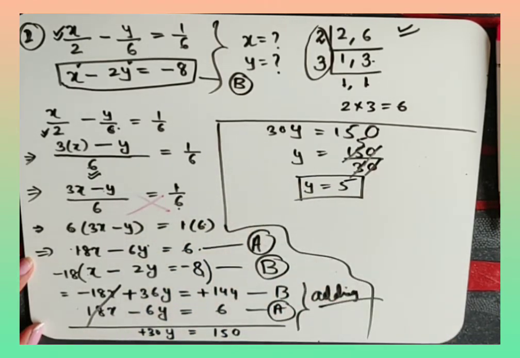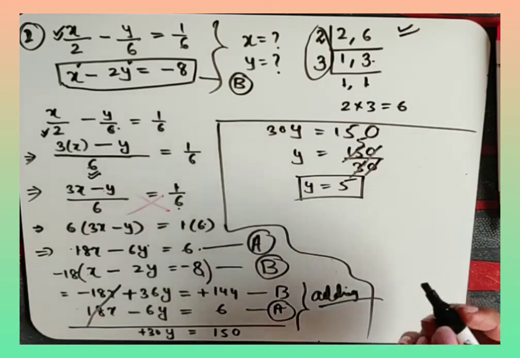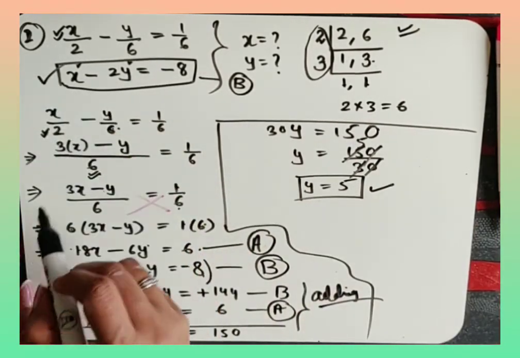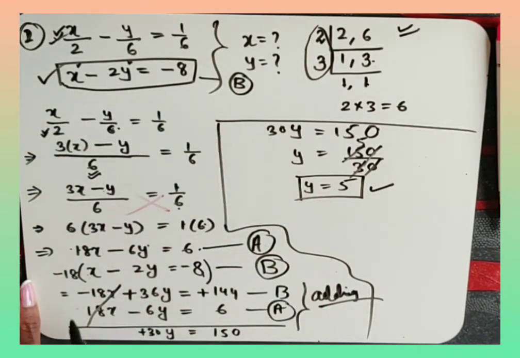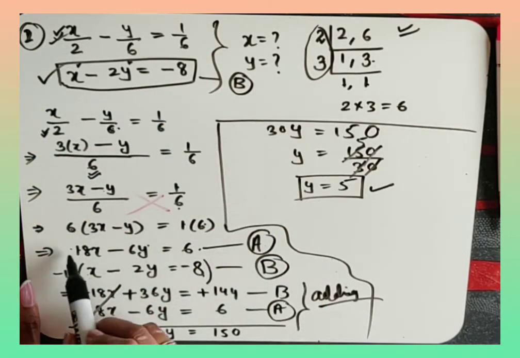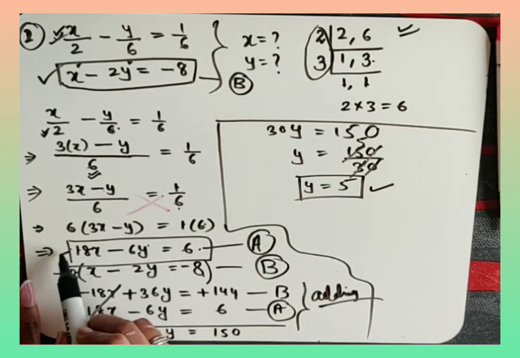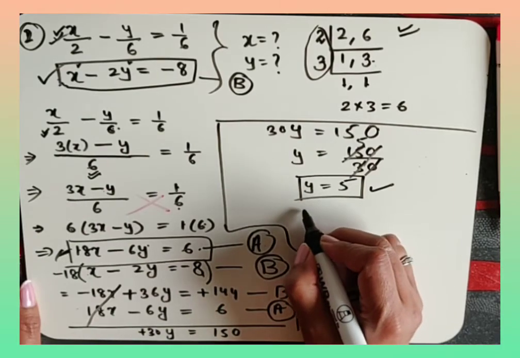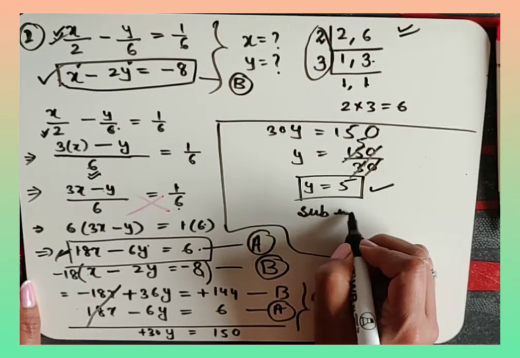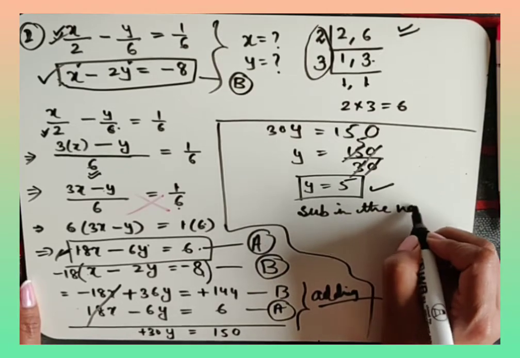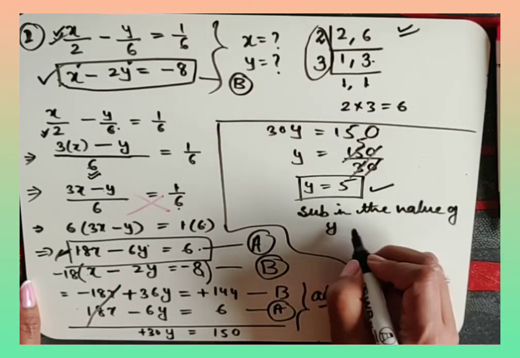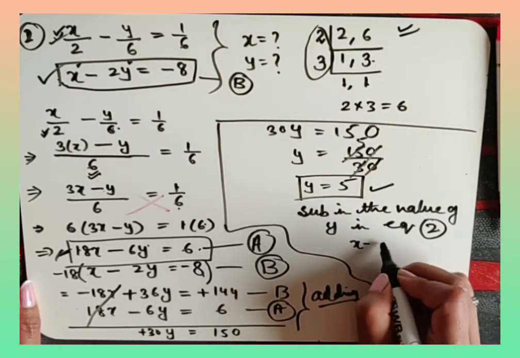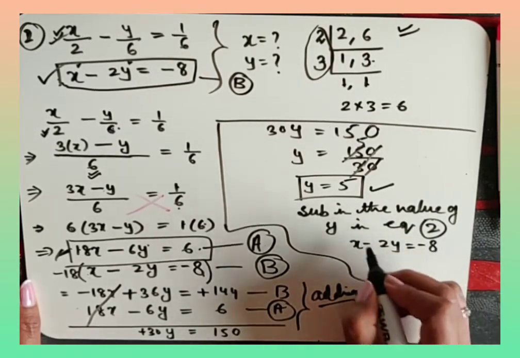Now we need to find the value of x as well. So to find the value of x, I am going to take the second equation because the first equation is a problem. If you want, you can take the first equation, the standard form, but there is no need to take this one. I am going to take this equation. So write down, substitute the value of y in equation 2. Equation 2 is x minus 2y equal to minus 8.